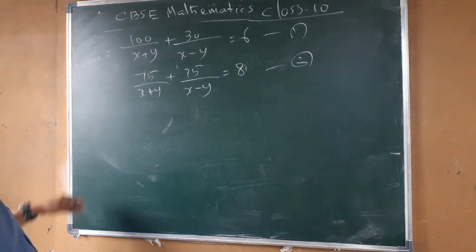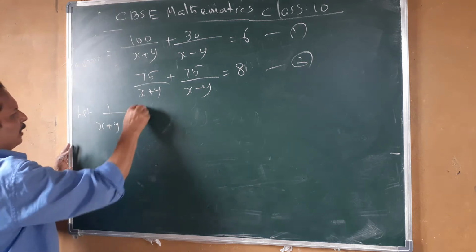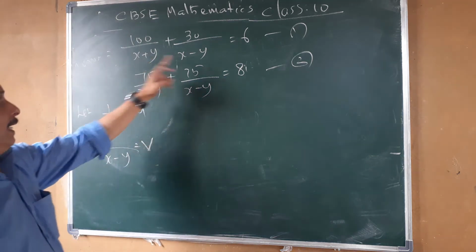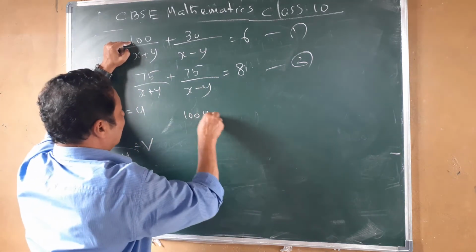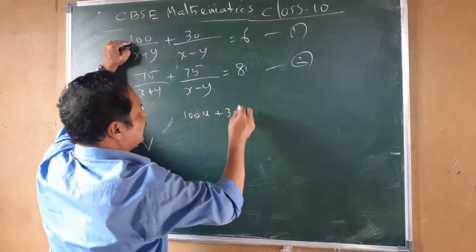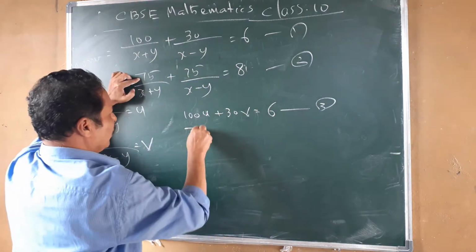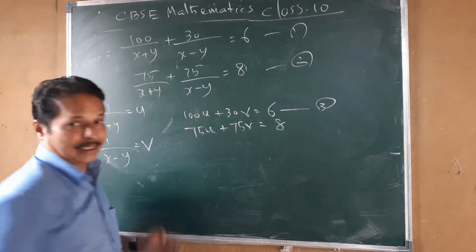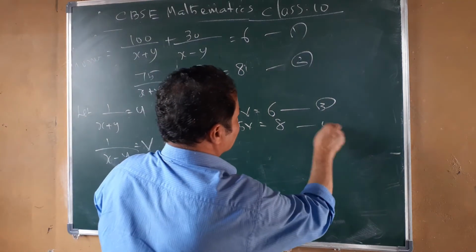Are you ready? Now let 1 by x plus y is equal to u and 1 by x minus y is equal to v. They are in the denominator. So here the sentence is 100u plus 30v equal to 6. And here 75u plus 75v equal to 8. Is it completed then? That is number 3 and 4.